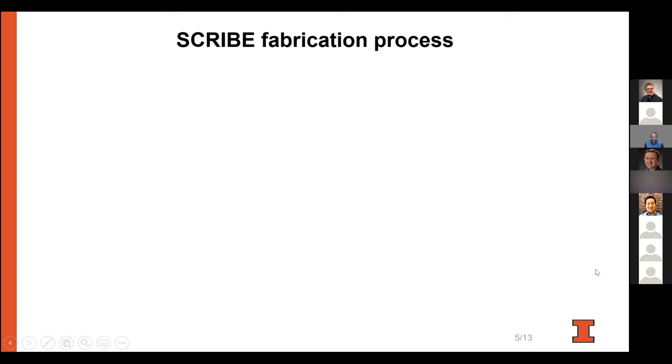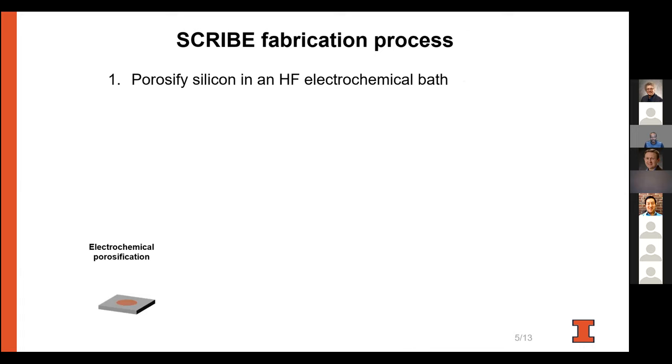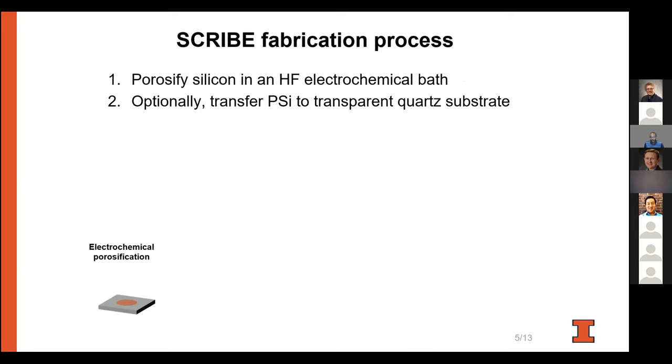So the scribe fabrication process follows like this. We start off with a highly doped silicon wafer. We do an electrochemical porosification step where we create on the order of 80% air inside this porous silicon host. Optionally, we transfer this porous silicon to a transparent quartz substrate. Most of what I'm going to talk about today involves this transfer process. Optionally, we can oxidize the porous silicon and turn it into porous silica. And that's typically what we do when we make these low loss waveguides.